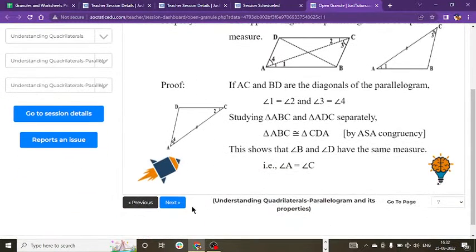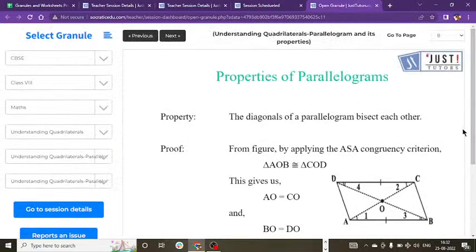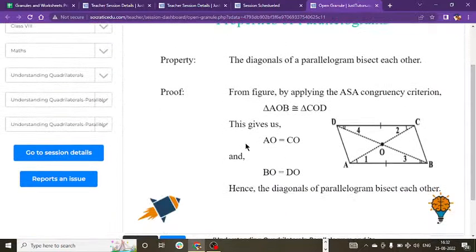So next हम चलते हैं दूसरी तरफ. यहाँ पे एक और theorem proof करने को दिया है. So here we have the diagonals of a parallelogram, they bisect each other. So जो diagonals होते हैं वो एक दूसरे को bisect करते हैं.